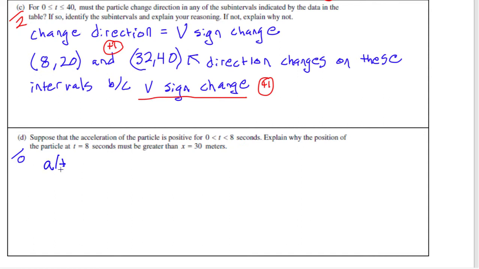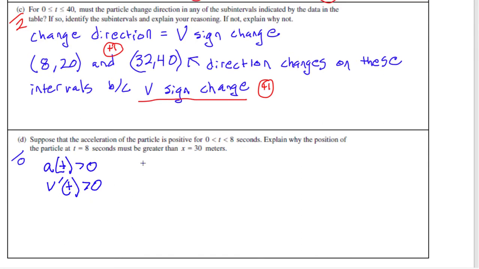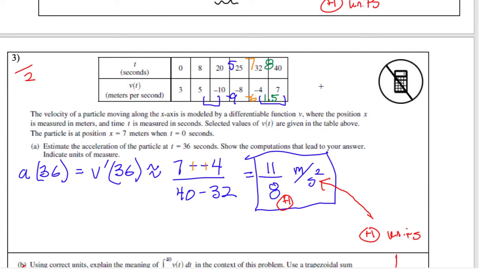If a of t is greater than 0, then v prime of t must be greater than 0. Okay, so let's go ahead and calculate this. We don't really have the best way of doing this, but let's assume that we just have a flat bar at 3. If I'm looking at the graph, the bar is going to look like this. So I'm at position 3.